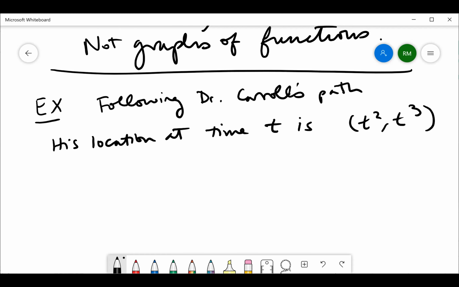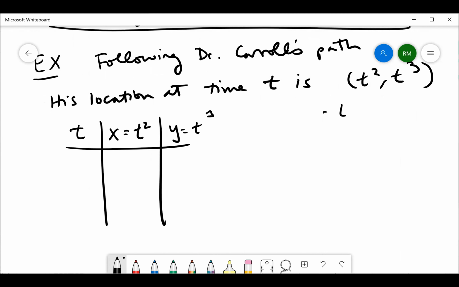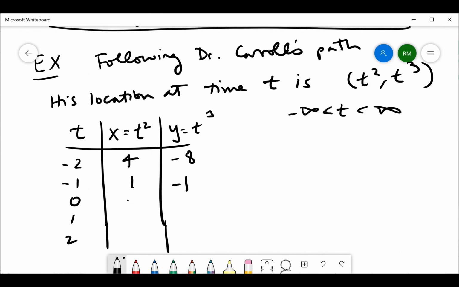Well, let's have t, his x coordinate, and his y coordinate. And let's say that t runs from negative infinity to infinity. So we'll pick a couple values and see what happens. So I plug t into the equation for x, and I get 4, minus 8, 1, negative 1, 0, 0, 1, 1, 4, 8. So let's graph these points.